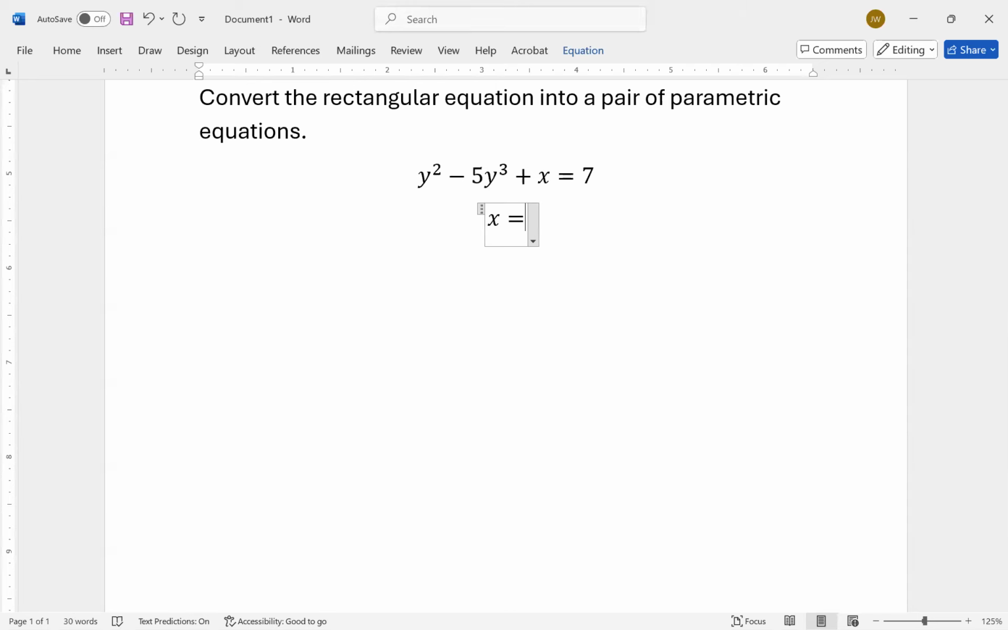Let's go ahead and do that. Subtract y squared and add 5y to the third to both sides. So if I add 5y to the third, I'll get 5y to the third on the right. If I subtract y squared, I get minus y squared on the right. And then I also have this plus 7 that's still on the right-hand side as well. So rewriting that equation, just solving for x, I get x equals 5y to the third minus y squared plus 7.